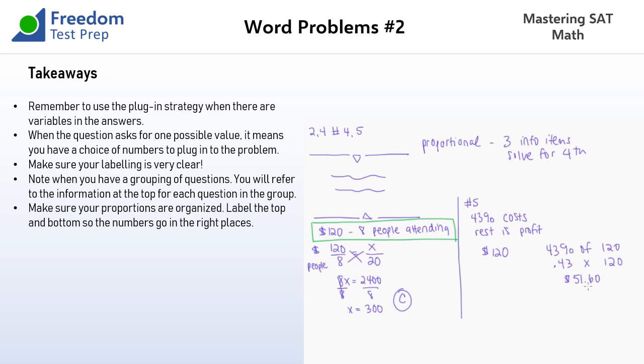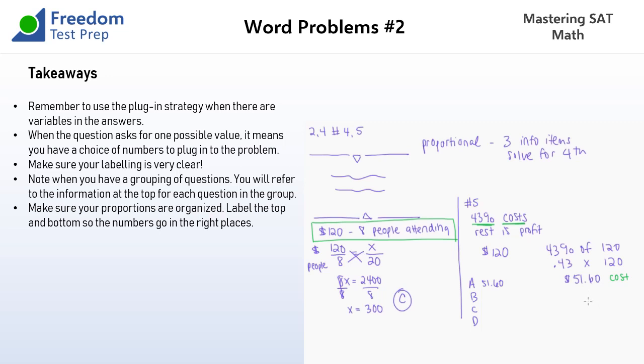Now, what did we just solve for? This is the key here, because as you see, A says 51.60. The question is, is it the answer or not? We took 43% of 120, and 43% relates to the cost. So what we have found is that 51.60 is the cost of putting on the performance. The question is asking for the profit.